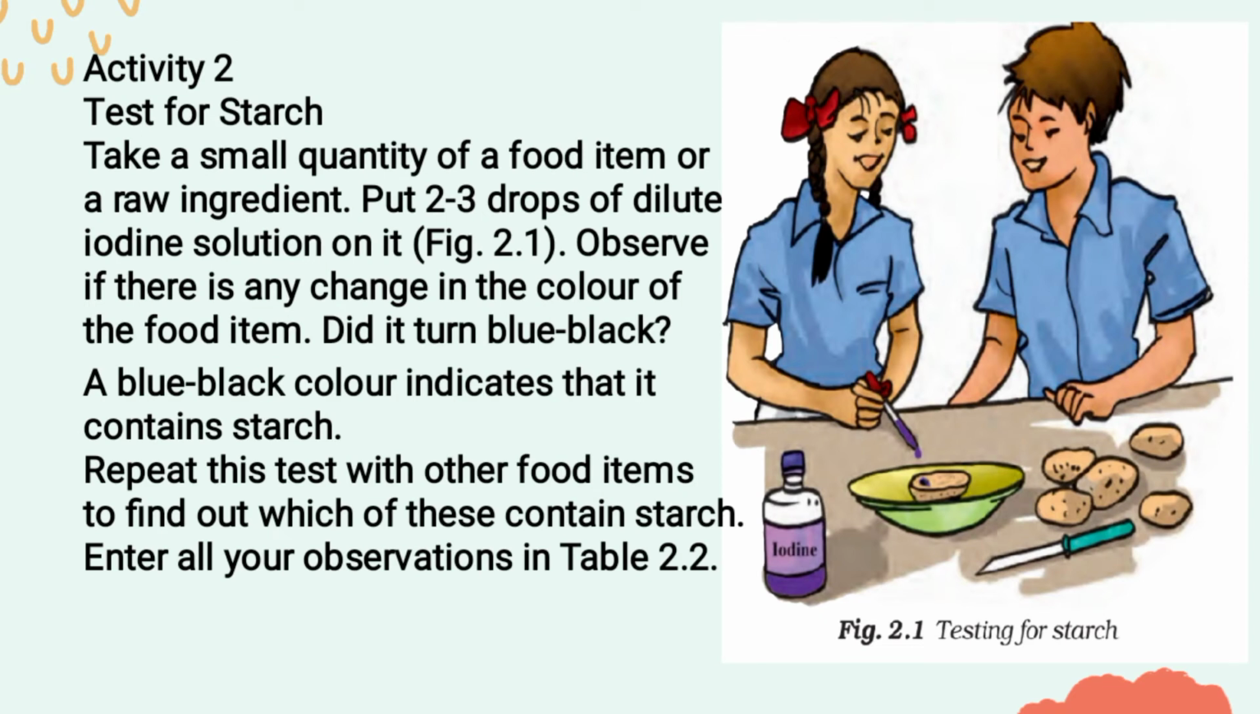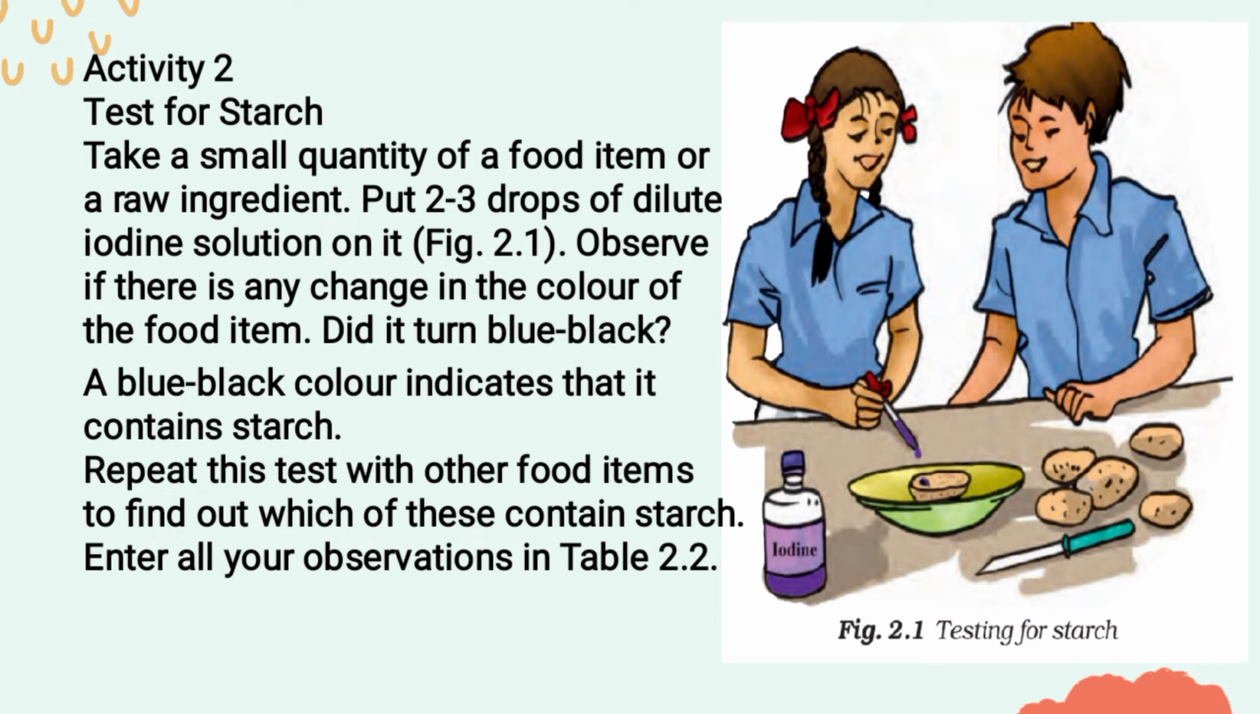So, the test for starch. Take a small quantity of a food item or a raw ingredient. Put 2 to 3 drops of dilute iodine solution on it. Observe if there is any change in the color of the food item. Did it turn blue-black? A blue-black color indicates that it contains starch. Repeat this test for other food items to find out which of these contain starch. Enter all your observations in table 2.2.